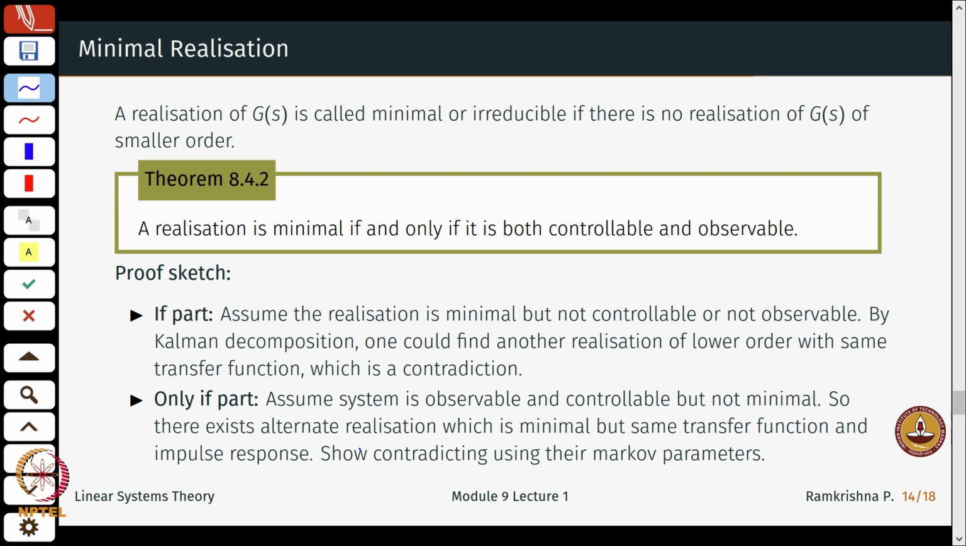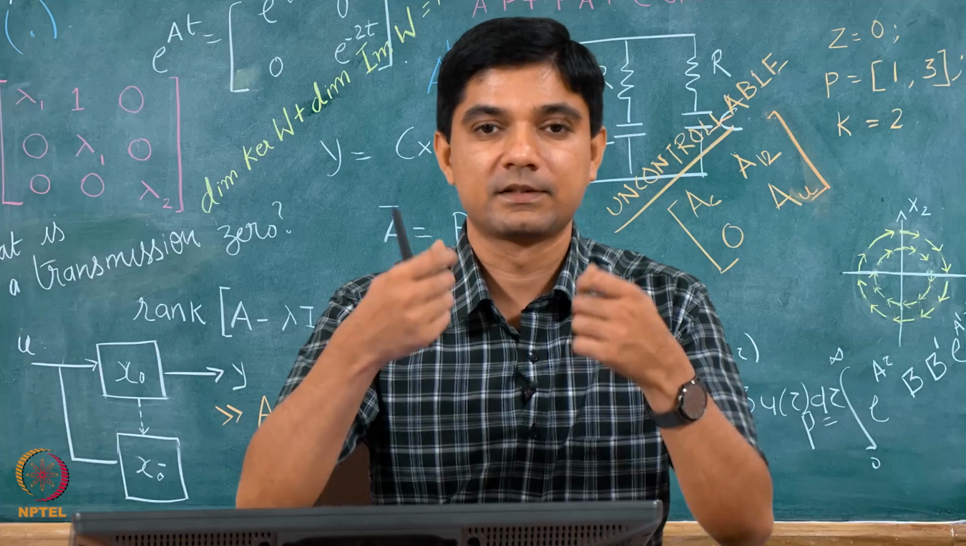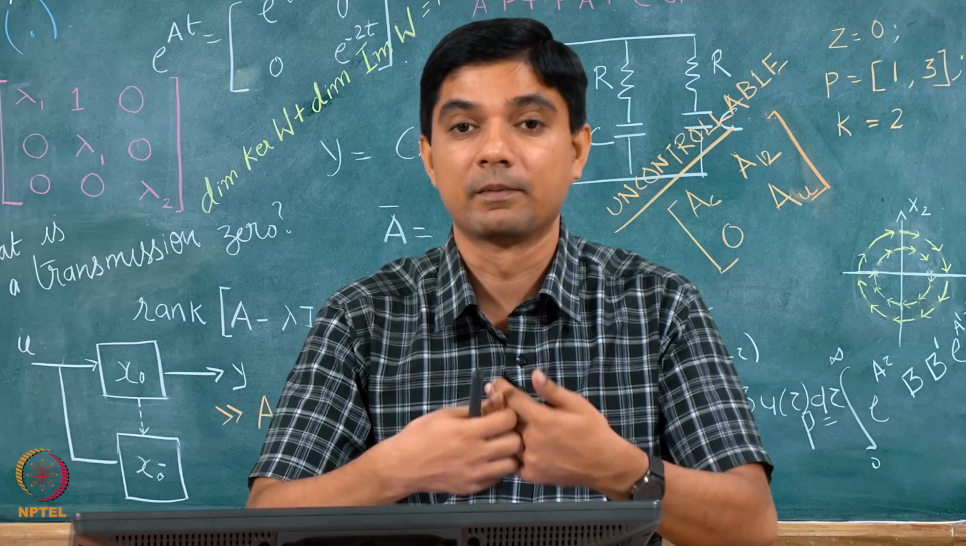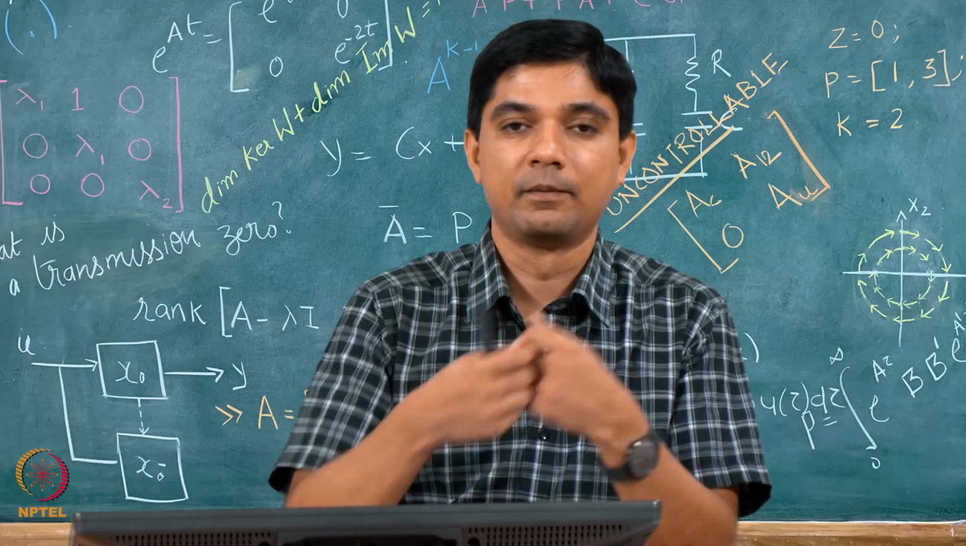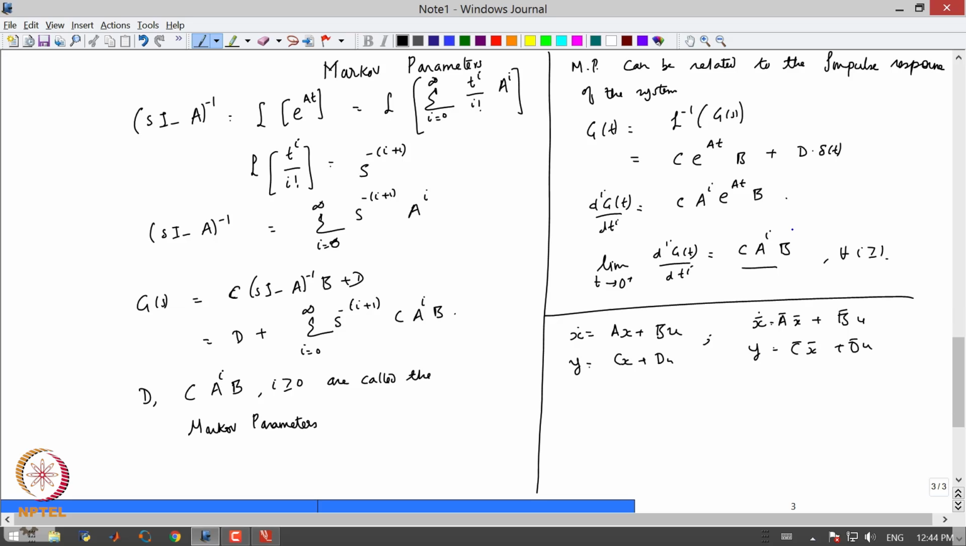So, what does the minimal realization mean? A realization of G(s) is called minimal or irreducible if there is no realization of G(s) of smaller order. If I go from the transfer function to the state space, it must have just n states, the minimum number of states. There should not be another n prime which is less than n. Now, when is this possible? A realization is minimal if and only if it is both controllable and observable. We will spend some time doing the proof of this.